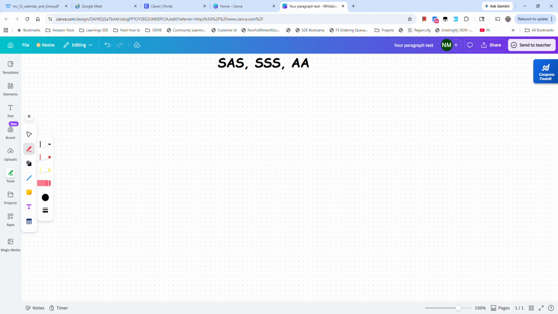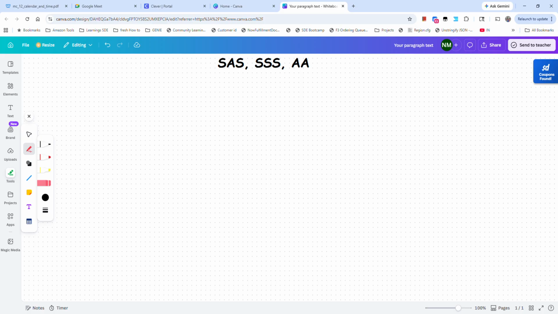Hi guys, and today we're gonna learn about some 7th grade math, about how to figure out if a triangle is similar or not similar using strategies like SAS, SSS, and AA. So first I'll break down what it means for triangles to be similar.